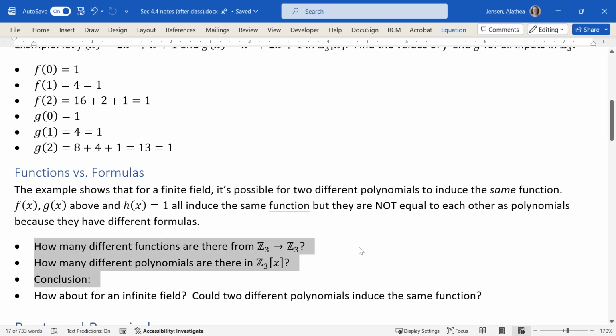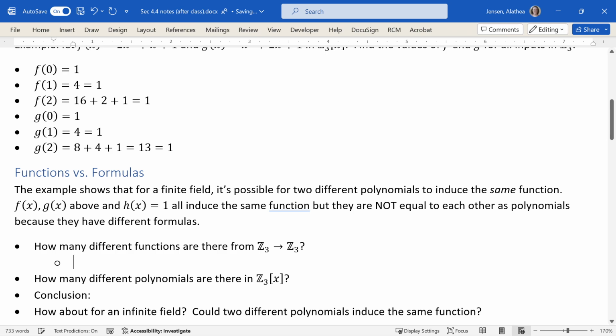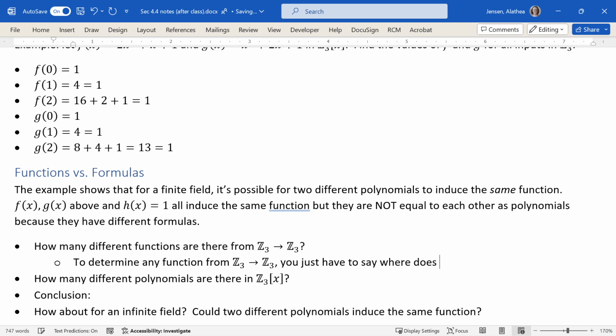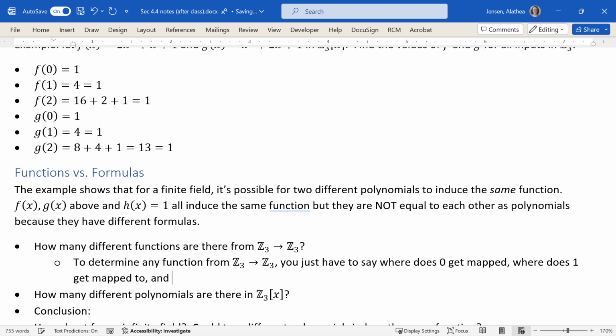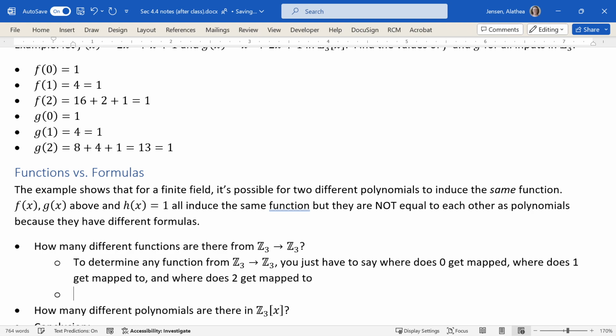Okay, so assuming that you paused and thought about those, to determine any function from Z3 to Z3, you only have to figure out where each input gets mapped to. You just have to say, where does 0 get mapped to? Where does 1 get mapped to? And where does 2 get mapped to? So this is 3 decisions, and they each have 3 options.